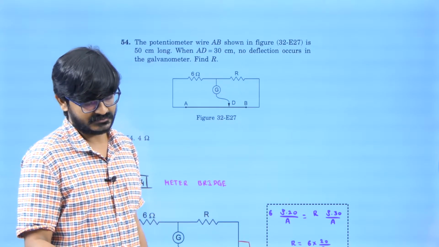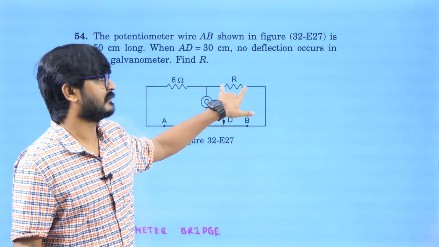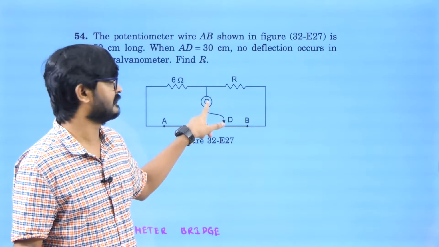Now this is the meter bridge. What we will do in the meter bridge, there is a wire here, you will be putting one known resistance and this is some unknown resistance. You will be moving the galvanometer jockey till it shows zero deflection.